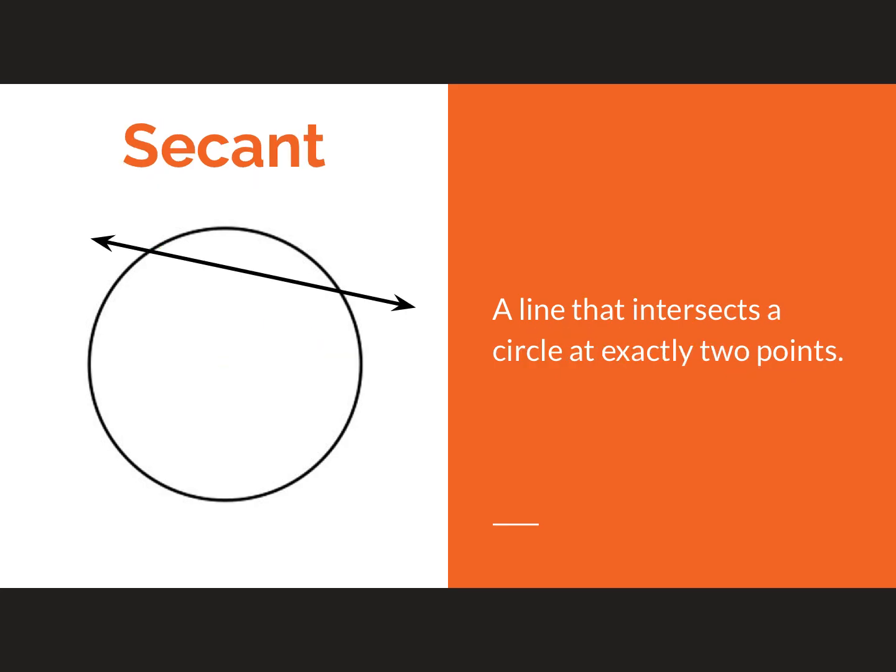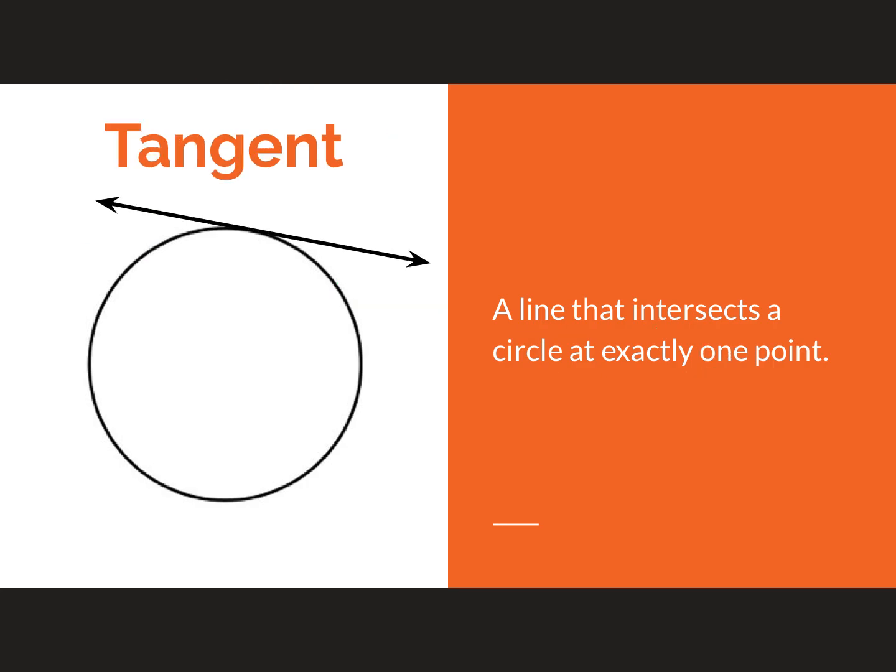The next word I have here is called a secant. Notice a secant is a line, not a line segment. Notice the arrows. It is a line that intersects, that just means crosses, touches, the circle at exactly 2 points. So you'll notice this secant intersects the circle here, and it intersects the circle here. So that is a secant. Remember, the chord just ended at the circle. The secant continues on either end.